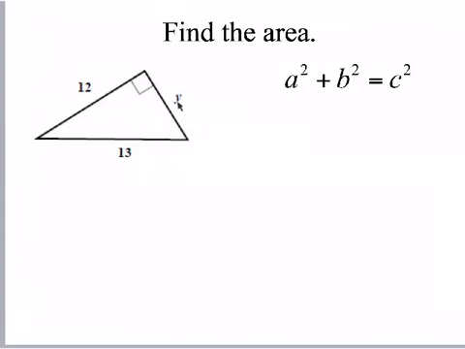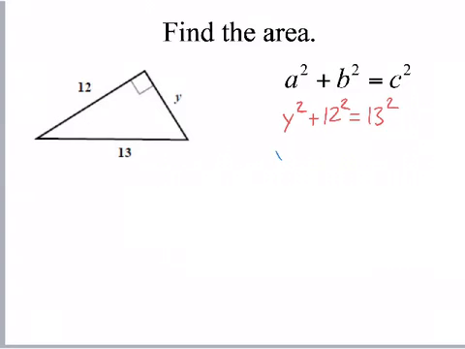Now y is a leg. That's a hypotenuse because it's opposite the 90. It's always the longest side. So these are your legs. So A or B could be your y. It doesn't matter which one. I'm going to call A your y. B, I'm going to call 12. And C squared is always your hypotenuse, which is 13.